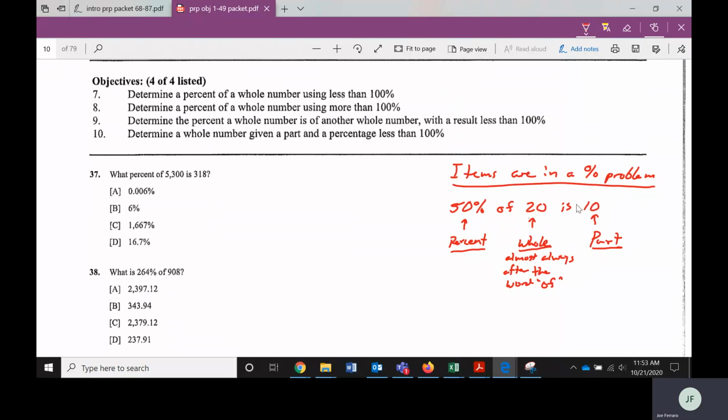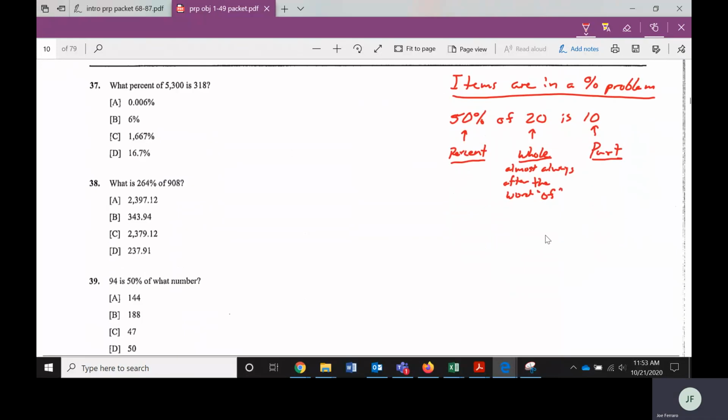You can also think of that like a test score. If you had 90% of 50 is 45, that meant the whole test was 50 problems. The part you got was 45, which equaled 90%. Okay, so these are the items in a problem.